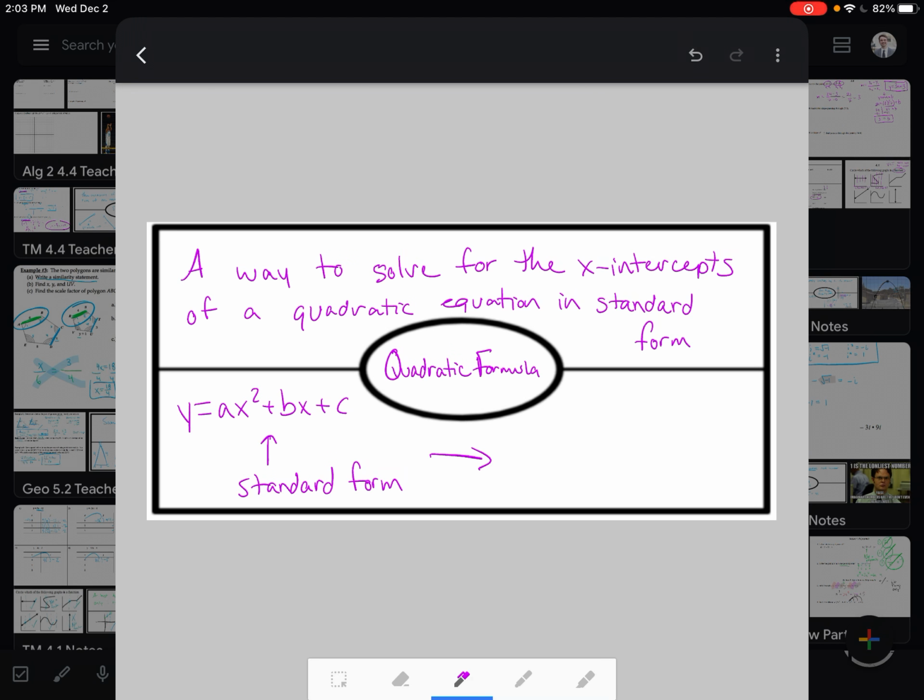Instead of having to factor and draw out a box and all that stuff, we can just use negative b plus or minus the square root of b squared minus 4ac all over 2a. And where are we getting a, b, and c from? Well, there's A, there's B, and there's C. So you'd plug those all in one at a time, then you'd be able to solve for that answer.